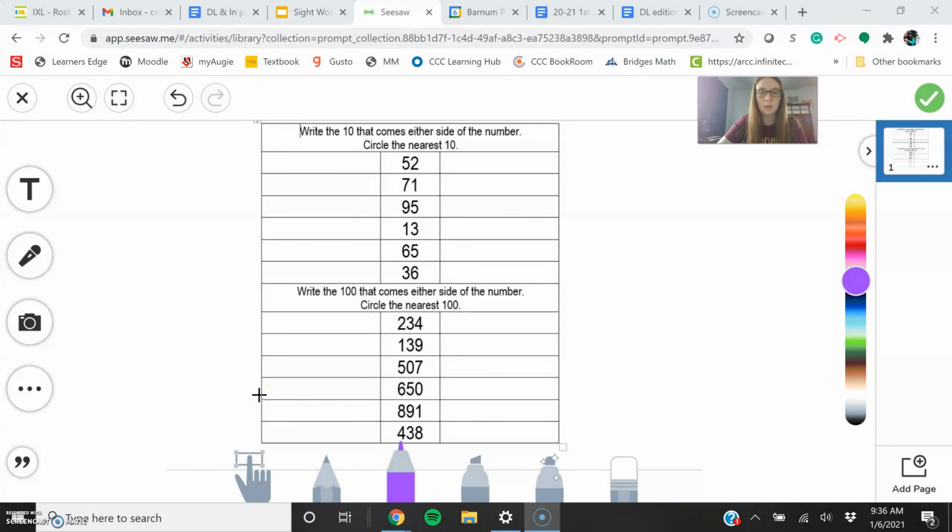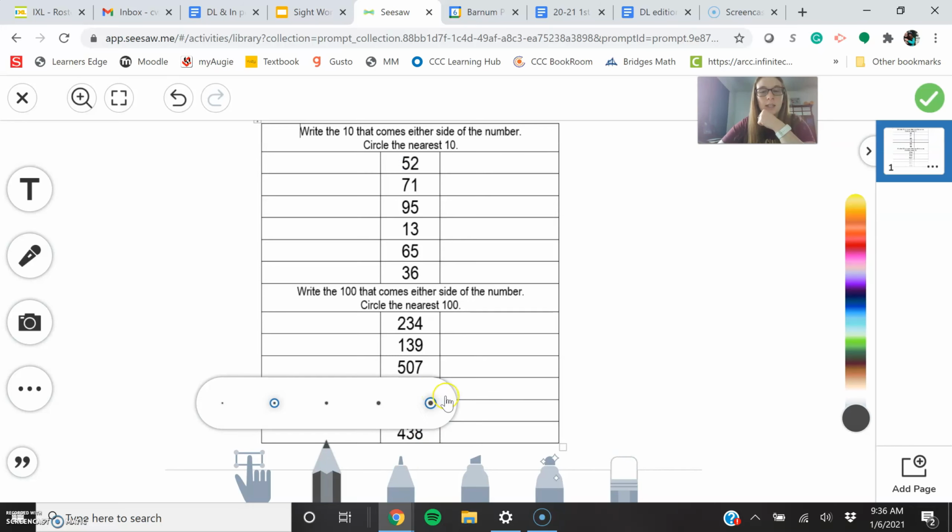together. So in this activity, it says write the 10 that comes either side of the number and then circle the nearest 10. So what that means is we are just going to look at this 5. So see how there's a 5 in there? It looks like I wrote in there, so we'll erase that real quick. But we're going to look at the 5, and we are going to see if it makes sense first to go to 50. So we'll put 50 in here.